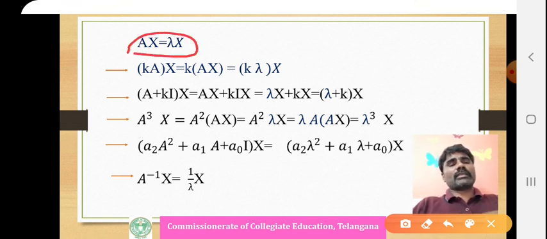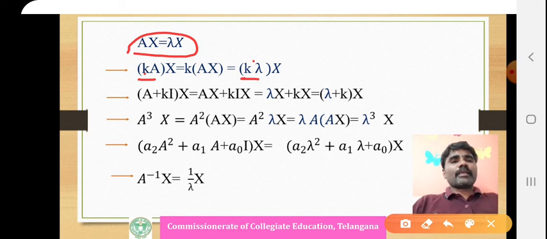This is the definition of eigenvalues and eigenvectors. Now for the first one, kA into x, the first property. In the third property, first one, kA into x, k into Ax, that implies k lambda into x. K lambda is a constant, x is a vector. For kA implies k lambda x. That means k lambda is the eigenvalue of matrix kA.